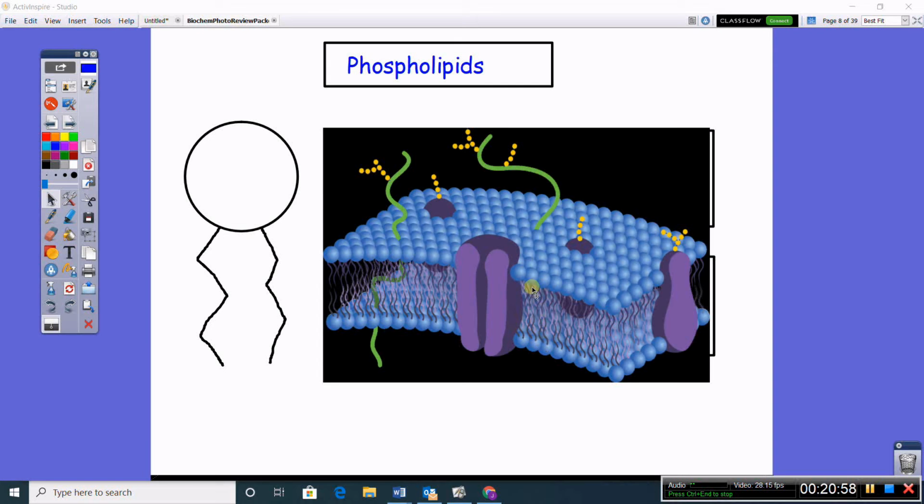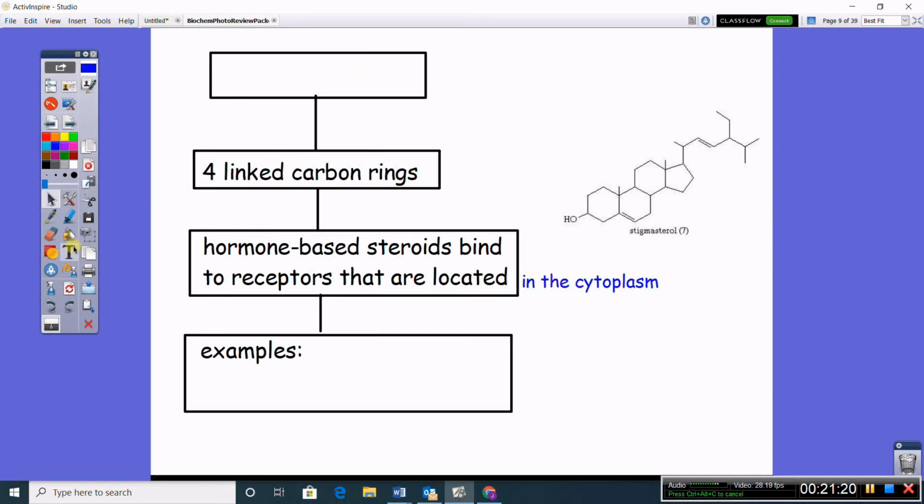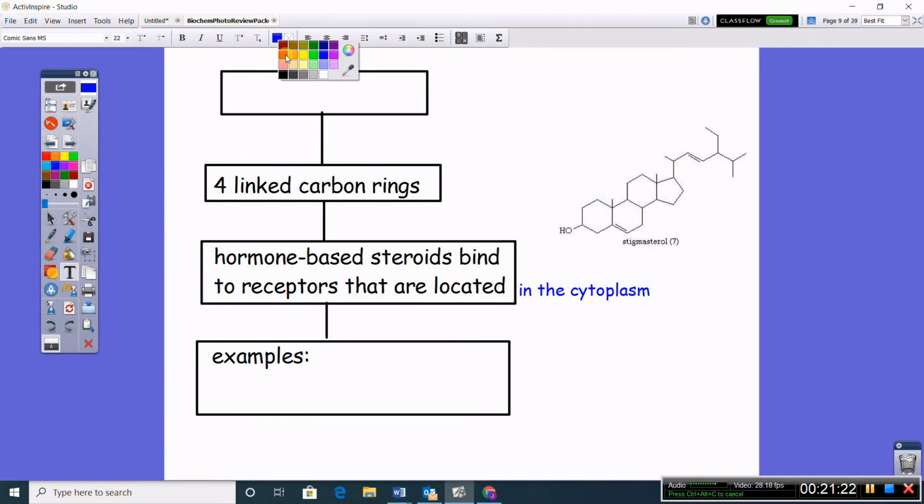Your nonpolar hydrophobic fatty acid tails are going to want to be facing away from those polar fluids. So this is going to be a very hydrophobic interior to the membrane. All right, so that's phospholipids. Let's keep going. Then we have steroids.